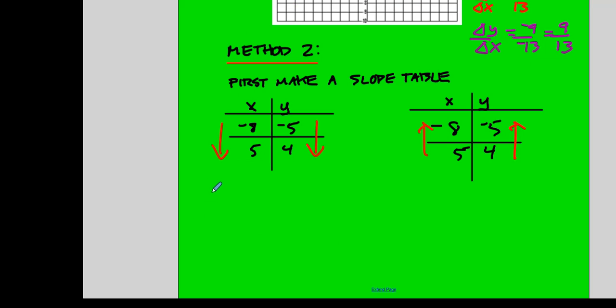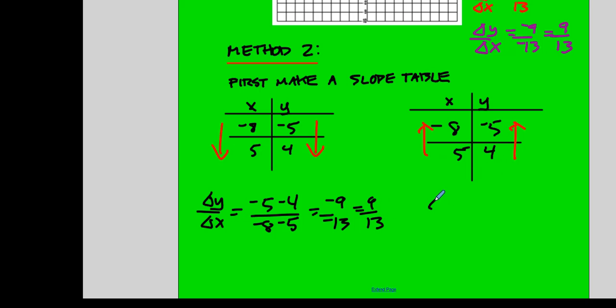So my delta y, change in y over change in x here, is going to be negative 5 minus 4 over negative 8 minus 5. But that's negative 9 over negative 13, which is 9/13. The other way, I'm going to go delta y over delta x, and again delta y over delta x is the same as rise over run, change in vertical over change in horizontal. I'm going to go 4 minus negative 5 over 5 minus negative 8. So you're taking the difference here. So this is also going to be 9/13.